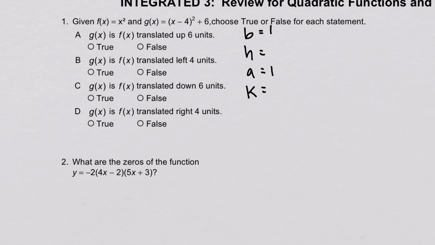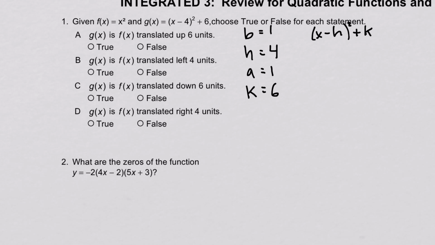Okay, h is the one inside of the parentheses with the x, so remember it's always x minus h, so that means that in this case h is 4, not negative 4, 4. K is the constant at the end, outside of the parentheses, so it's x minus h squared plus k, which means that in this case k is 6.